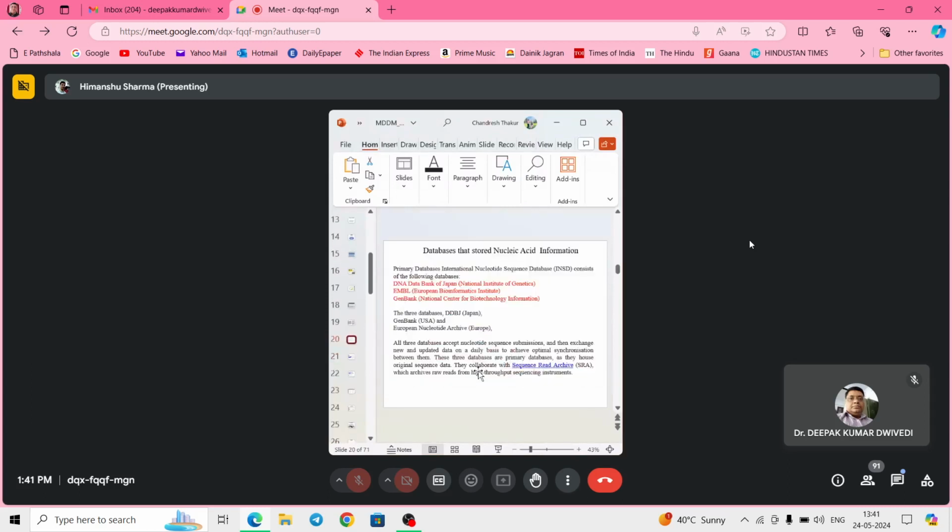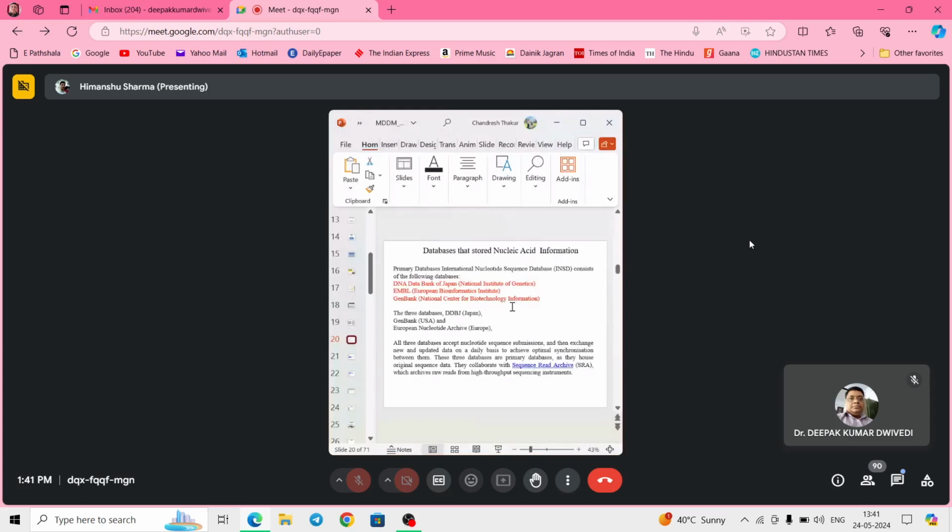So there are different types of databases which will store your genomic information, like the DNA Data Bank of Japan, EMBL, and NCBI, the National Center for Biotechnology Information. When you sequence any genome or any DNA, you have to submit it to the national repository so that anyone can use this information for their research. And this should be free of cost.